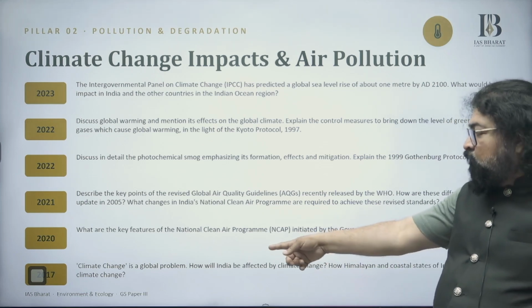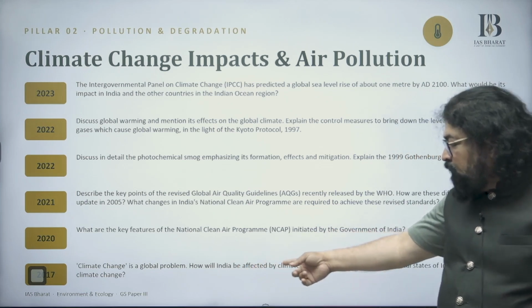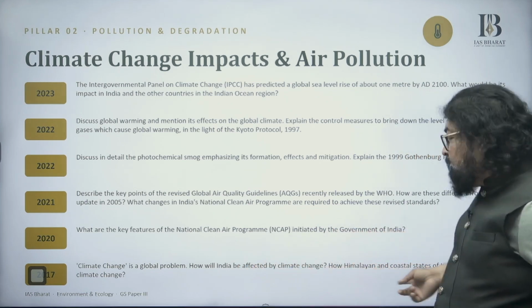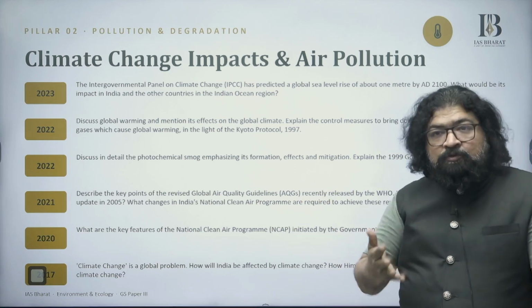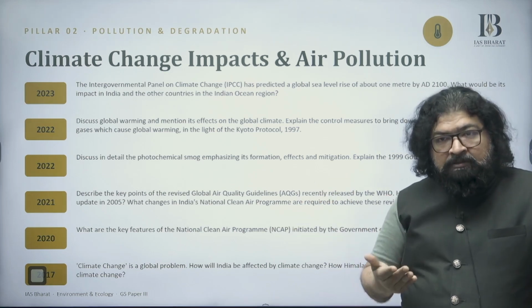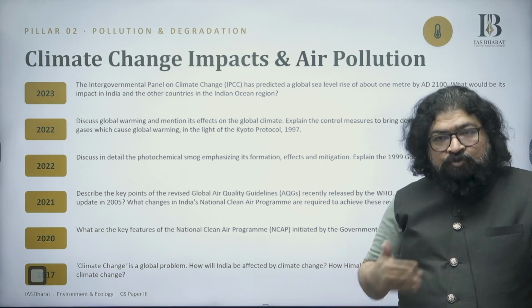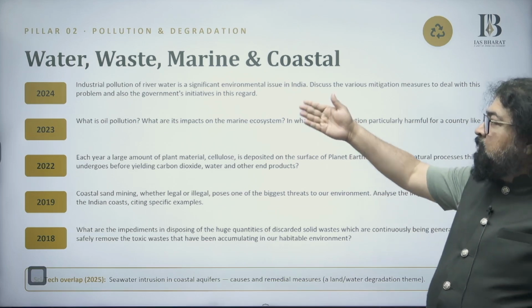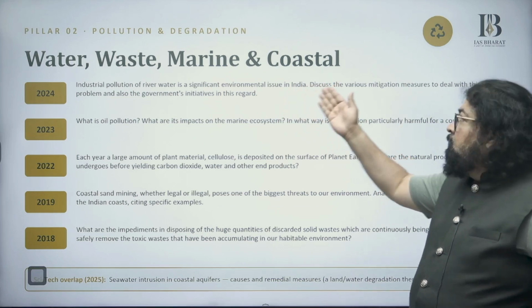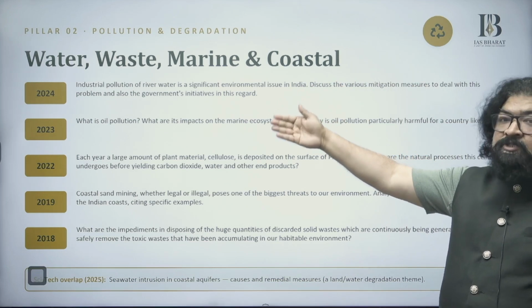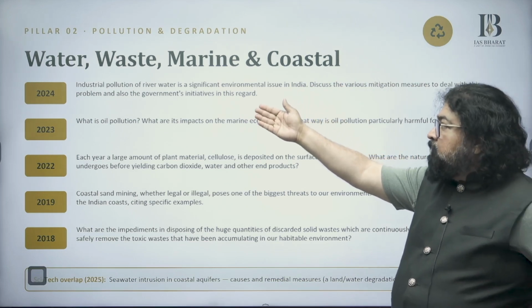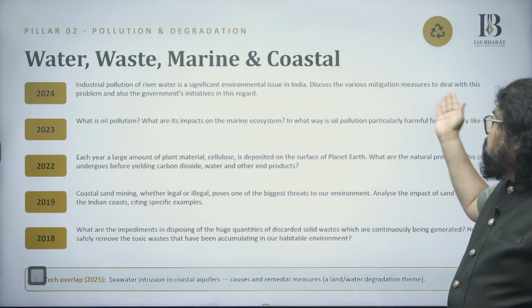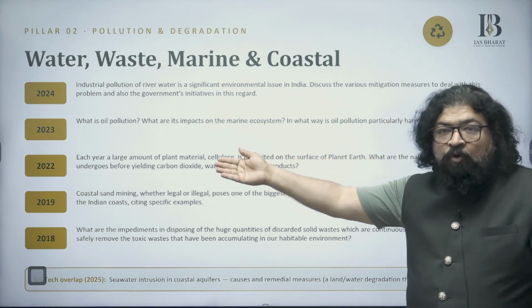Then climate change is a global problem. 2017: how will India be affected by climate change? How are the Himalayan and coastal states of India affected by climate change? Direct question: climate change impact on the Himalayan range and coastal areas of India. That global warming impact there. Then water, waste, marine and coastal. 2024: industrial pollution of rivers, water, environmental problem issues there, various mitigation measures.